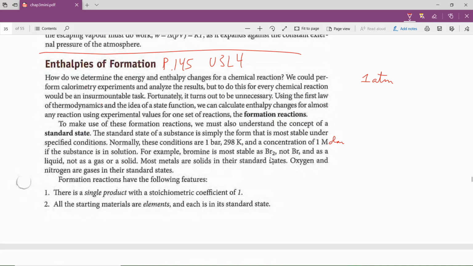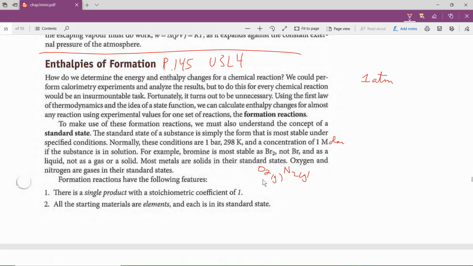Bromine is most stable as Br2, right, diatomic molecule. Remember Hofbrinkel, the clown? Br2, not Br, and it's a liquid, not a gas or a solid. Most metals are solids in their standard states. Oxygen, nitrogen are gases in their standard states. So O2 gas and N2 gas are the standard states of those elemental molecules.